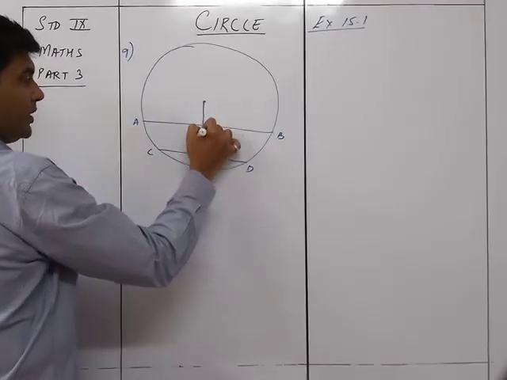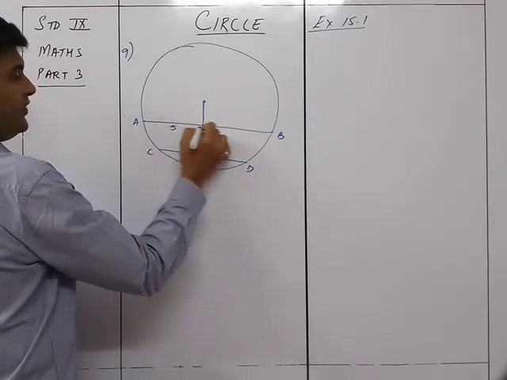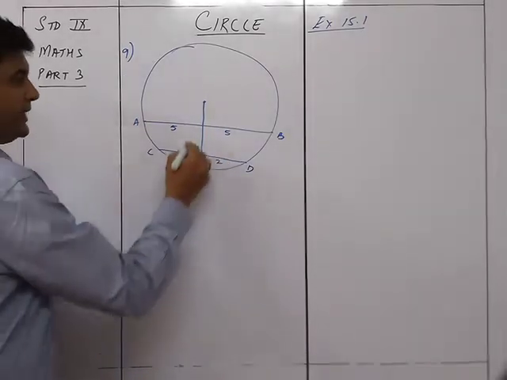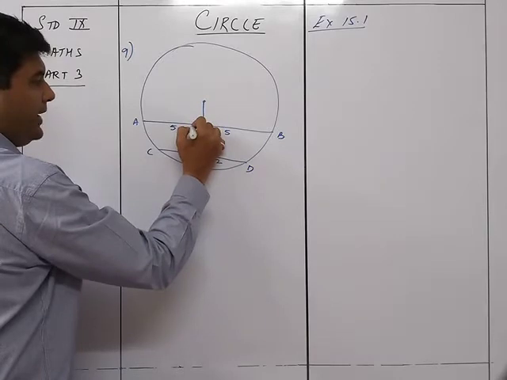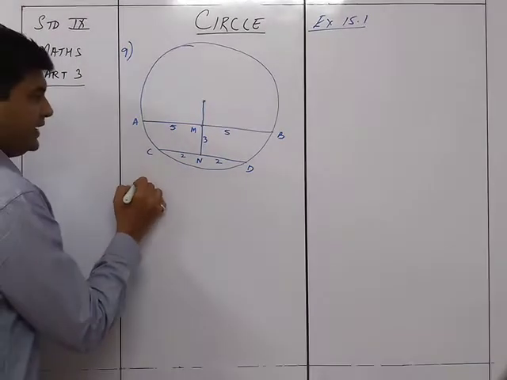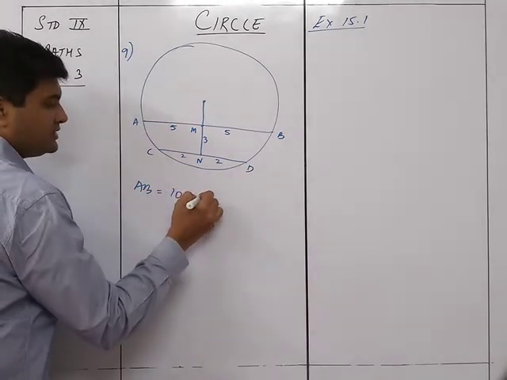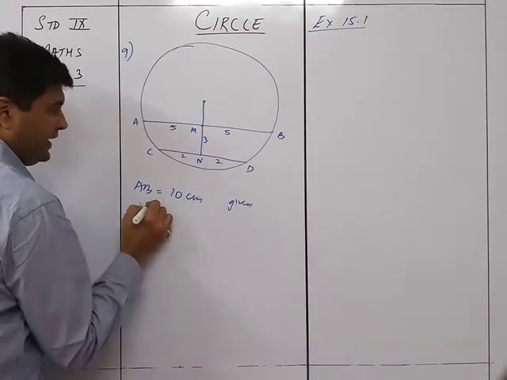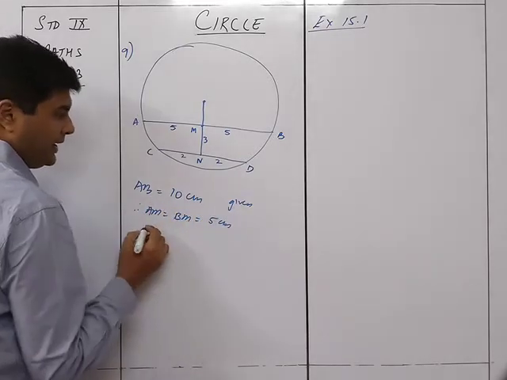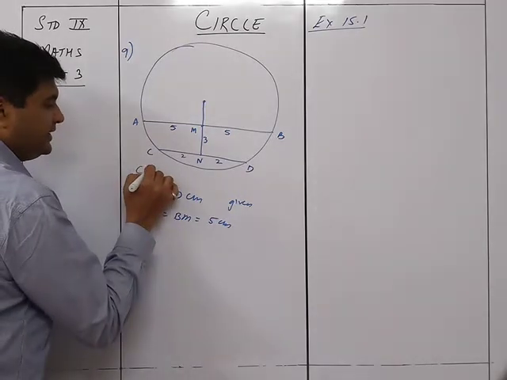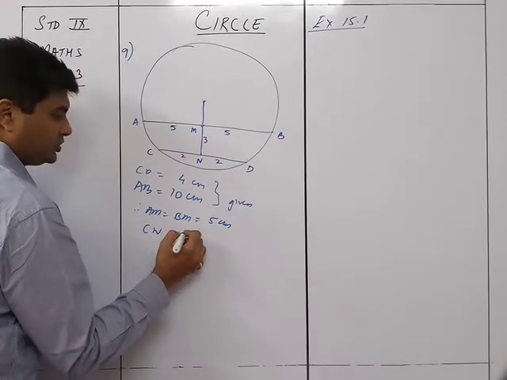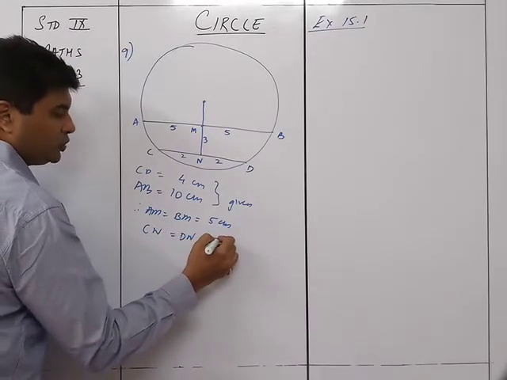If I drop a perpendicular over here, you can note that this will be 5, 5 each. And when I drop a perpendicular here, it will be 2, 2 each. And this distance from here to here, that is MN, is 3 centimeters. So AB is equal to 10 centimeters, given. Therefore, AM is equal to BM is equal to 5 centimeters. And we also write CD is equal to 4 centimeters, given. So automatically CN is equal to DN is equal to 2 centimeters.